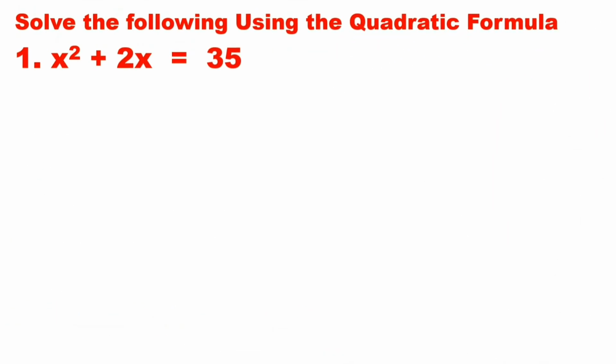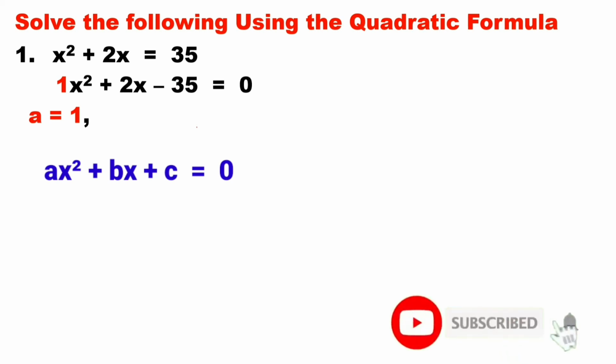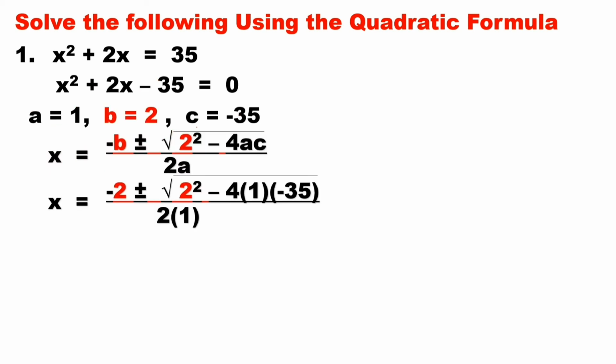Problem number 1, solve using the quadratic formula the equation x squared plus 2x equals 35. Transpose positive 35 to the left as negative 35 to transform the quadratic equation into its standard form. Then identify the values. a equals 1, b equals 2, and c equals negative 35. Substituting the values in the formula, we have negative 2 plus and minus square root of 2 squared minus 4 times 1 times negative 35 all over 2 times 1.